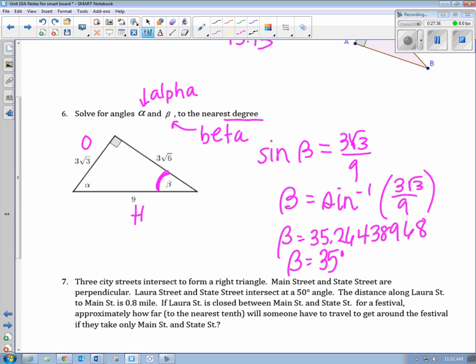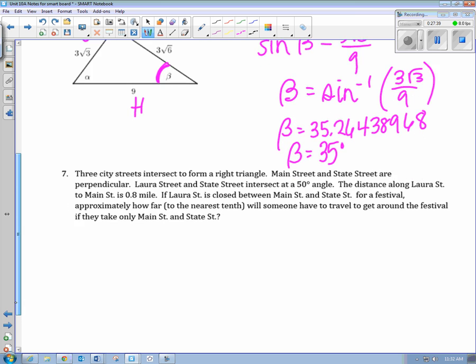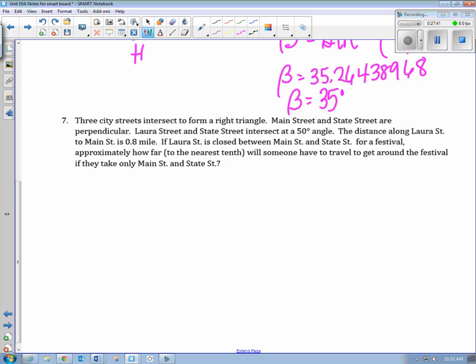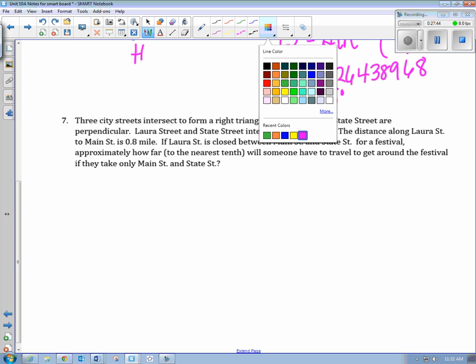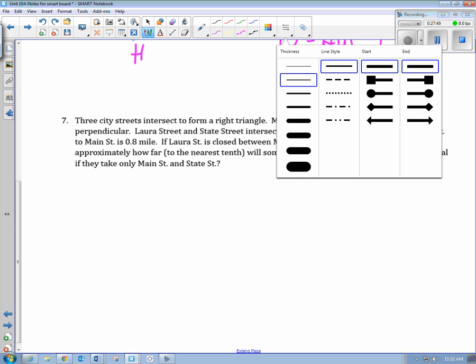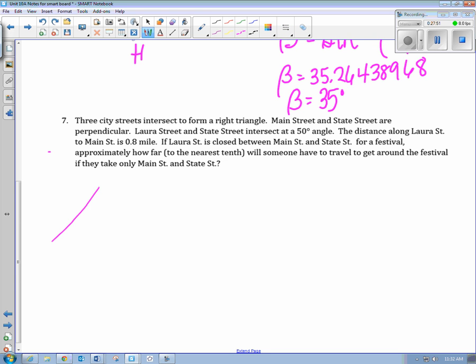For question number 7, Common Core question here, right out of the Common Core binder, it's talking about you having 3 city streets that intersect to form a right angle. So I'm going to draw my 3 city streets here. Here's the right angle. It says Main and State are the ones that are perpendicular. So Main and State. Laura and State Street intersect at a 50-degree angle.